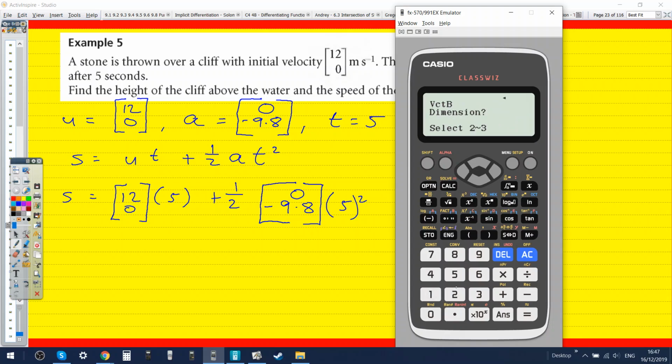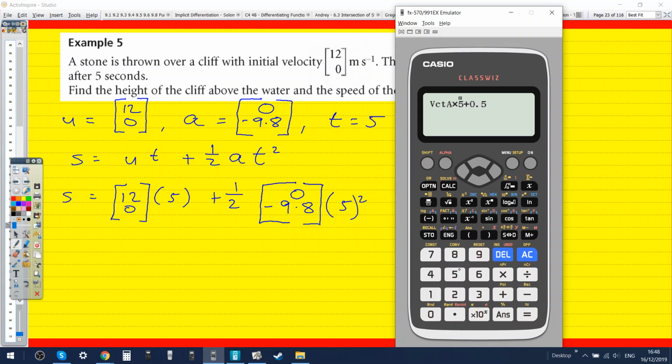So then you've got a half times 0 over minus 245. Okay. And if we times it by the half now, it would be 0 over minus 122.5. Okay.